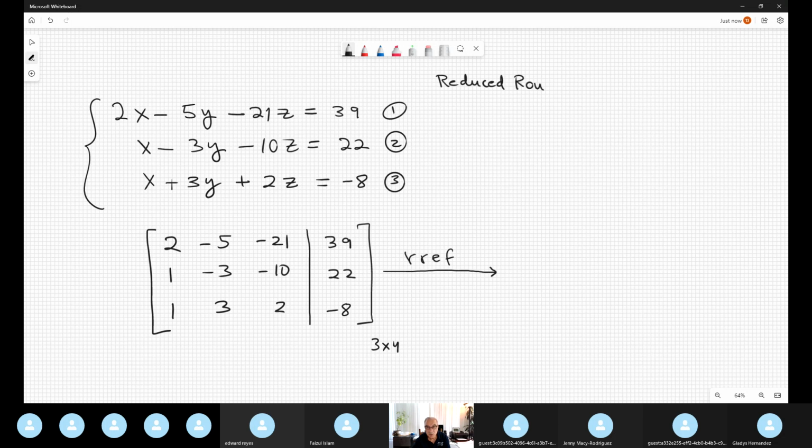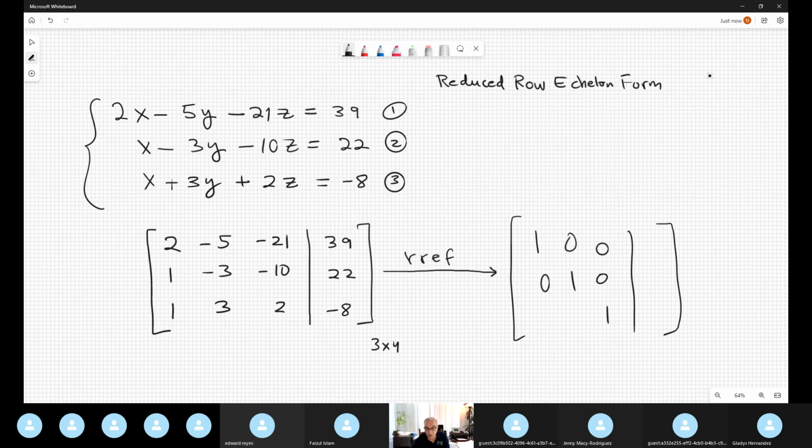Row echelon form. You get this matrix. Wow. New matrix. And the left hand side, we have 1, 1, 1 here, and the rest is 0.